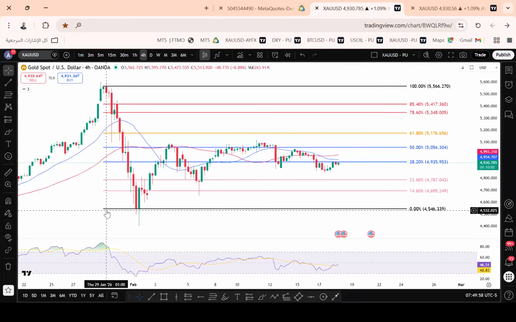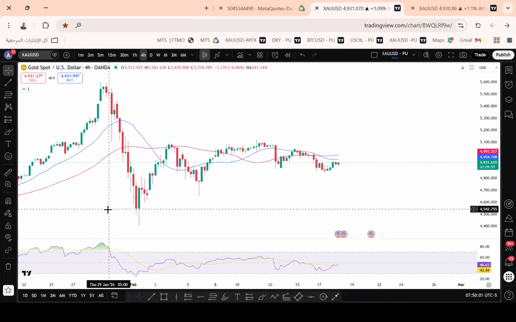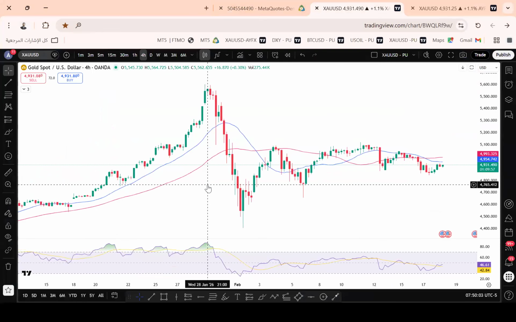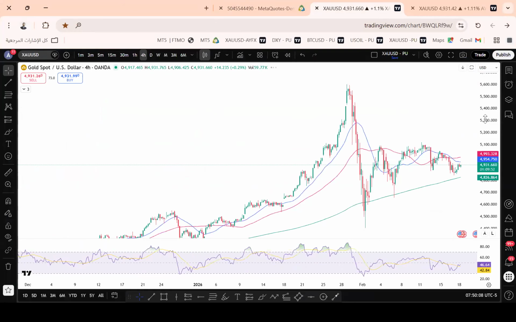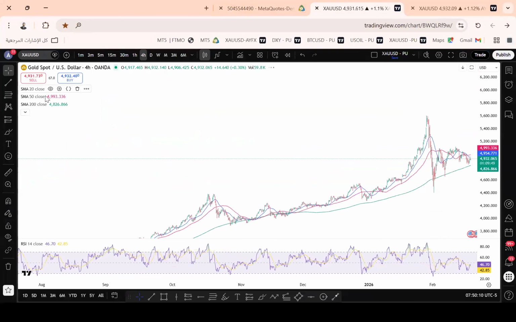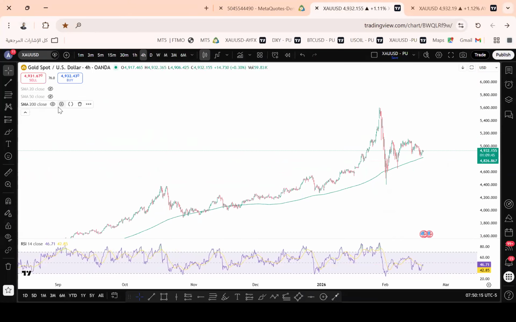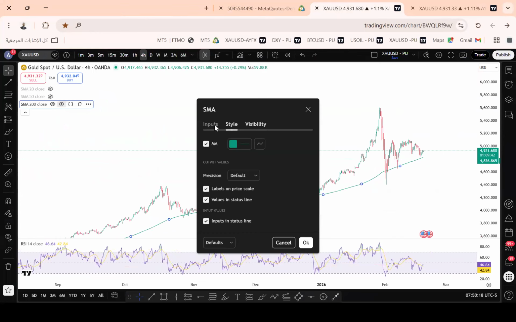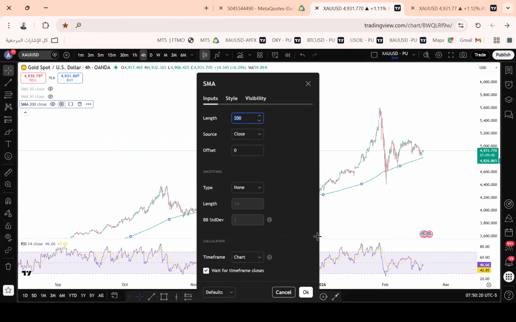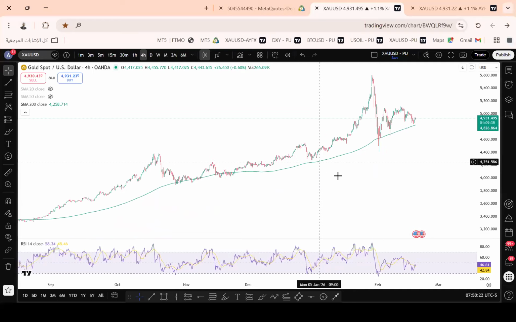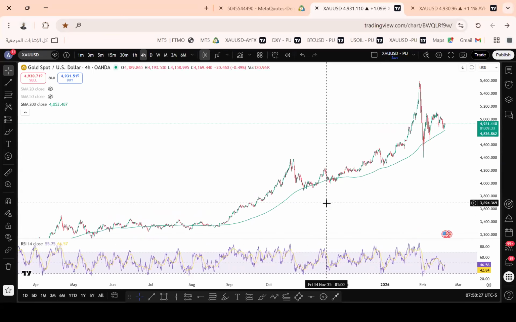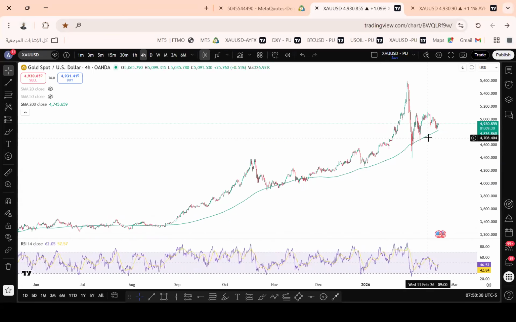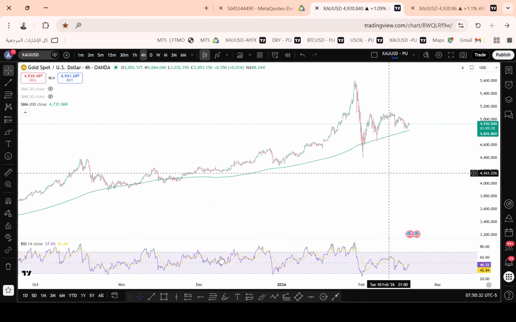So the moving averages here are a way to understand the trend of the market. For example, I have the moving average 200. You can add it from the indicators and go to the inputs to choose the length. This shows you the overall trend over a period of 200 candles, right? So what you can see is that the price is going higher, right?